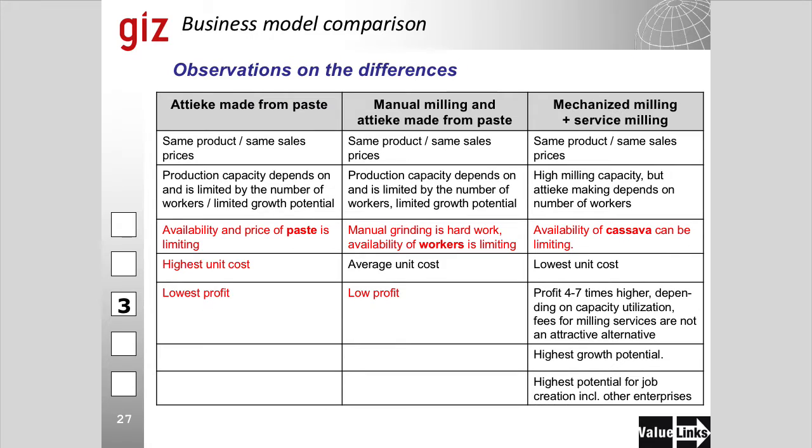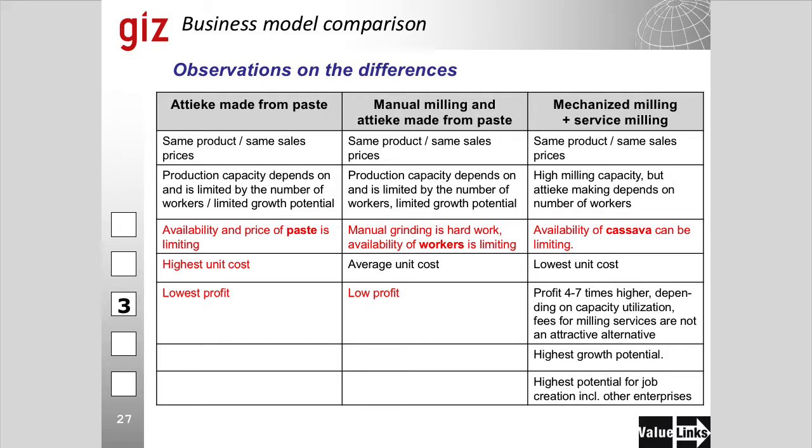Some observations on the differences. You can see that yourself in the boxes. I have just put in the critical and interesting issues in red color. For the Attiéké made from paste, we have seen that the availability and price of paste is limiting. You not always get it, and it costs a lot of money. Therefore, high unit cost and the lowest profit of the three types of business models.